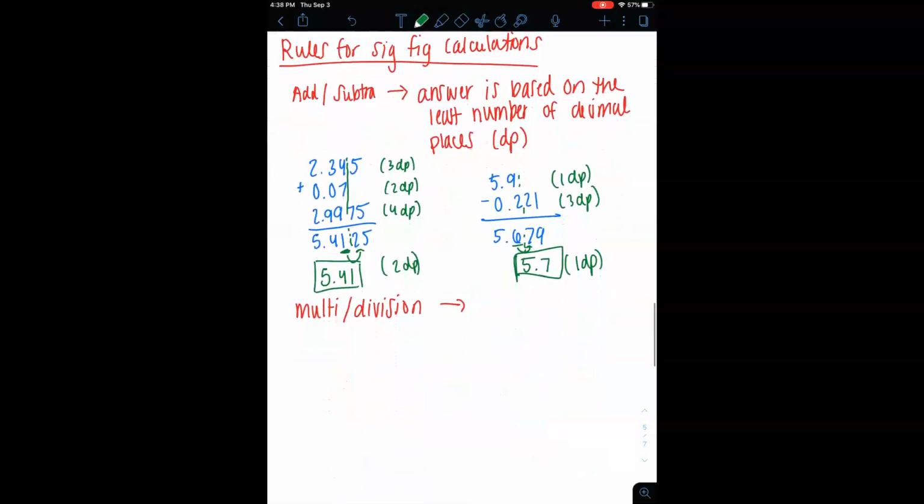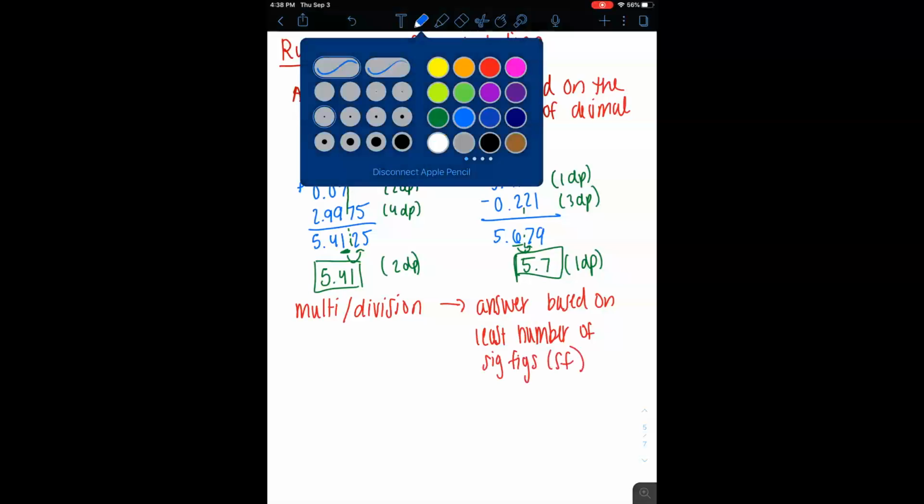Now, if we're looking at multiplication and division, this has your answers being based on the least number of sig figs. Least number of sig figs. And again, we're going to abbreviate that as SF. So it's based on the least number of sig figs.